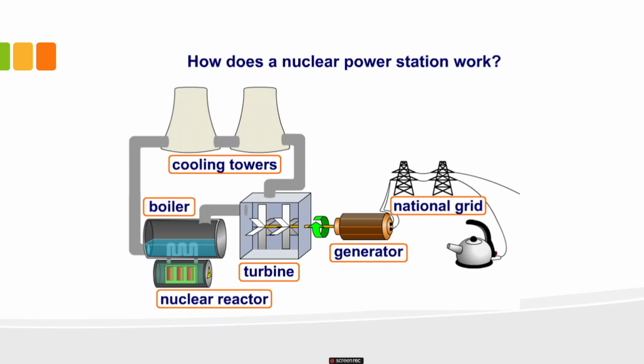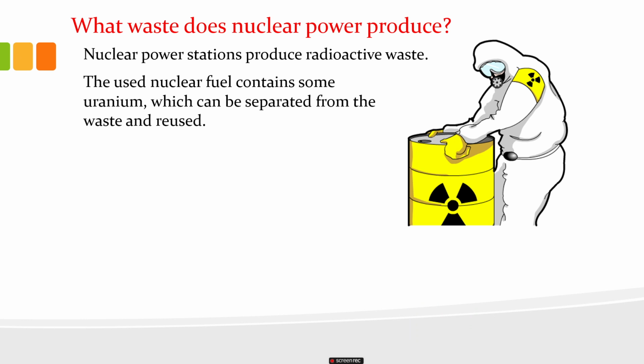This is the general schematic layout of a nuclear power station. Here, in the nuclear reactor, the nuclear fission process takes place and the released heat energy is used to produce the steam in the boiler. Then the steam is used to rotate the turbine, and the generator which is connected with the turbine will produce the electricity. Then what wastes does nuclear power produce?